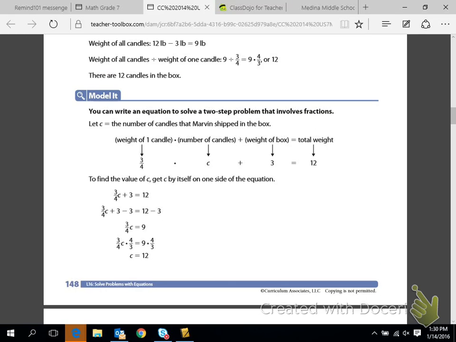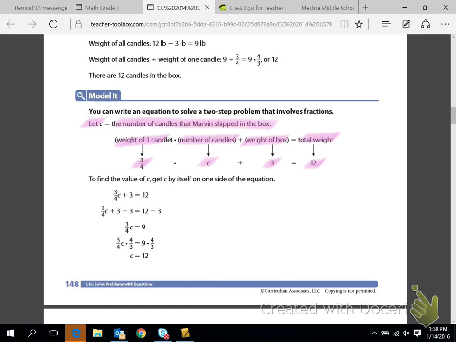When we model this, that's actually setting up the equation. And anytime you set up an equation, you must establish a variable, because a variable is what you're going to solve for. So we want to let C represent the number of candles that Marvin shipped in a box. And we know that the weight of one candle is 3/4. We're looking for the number of candles, which would be C. So 3/4 times the number of candles will give us the total weight of the candles. And that plus the weight of the box will give us our total weight of 12.